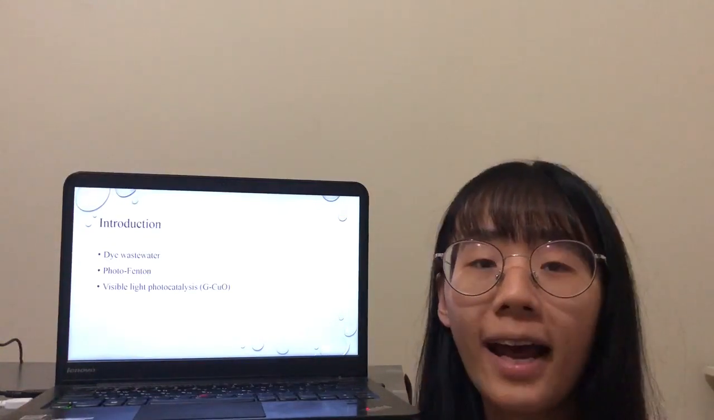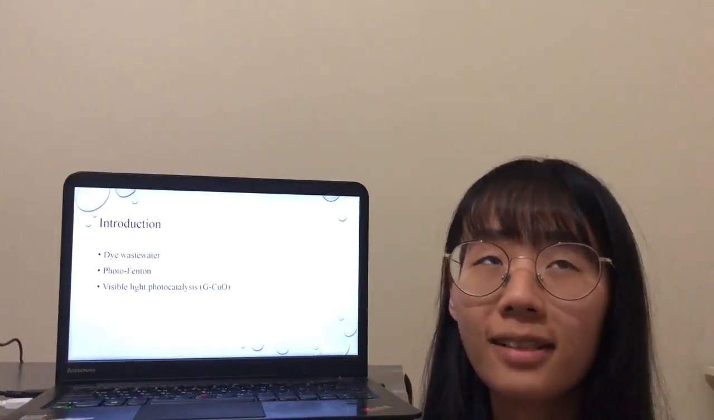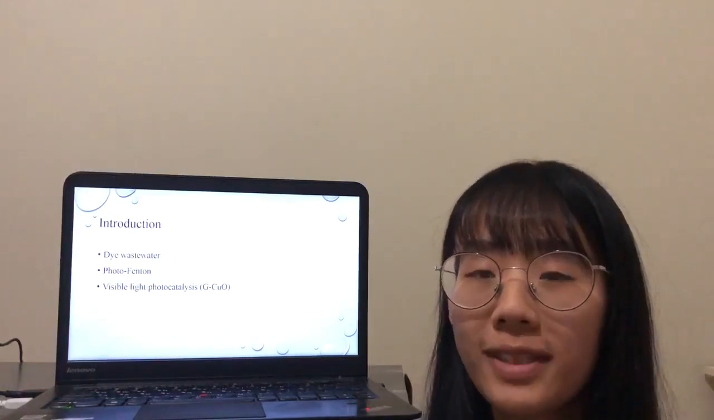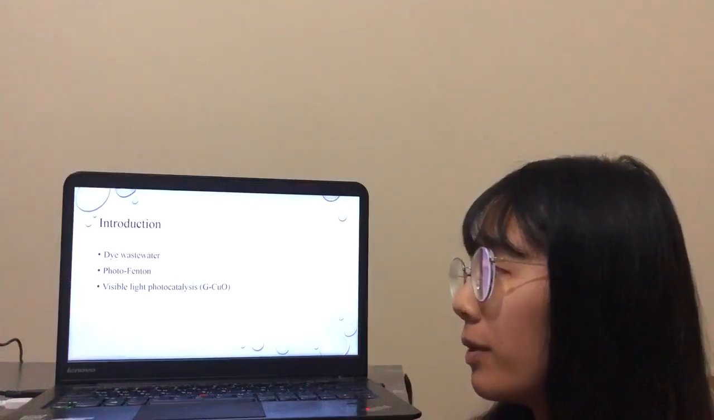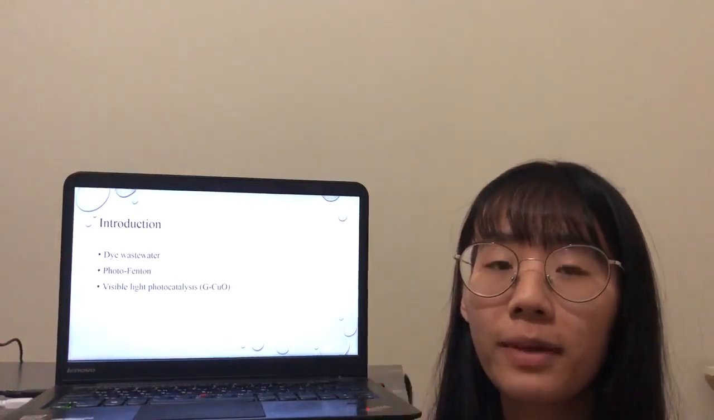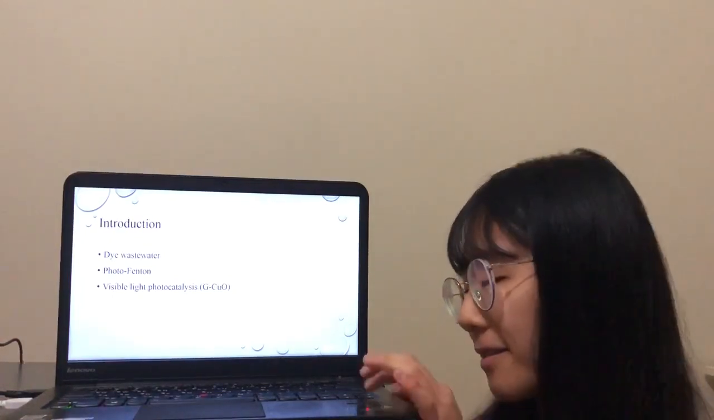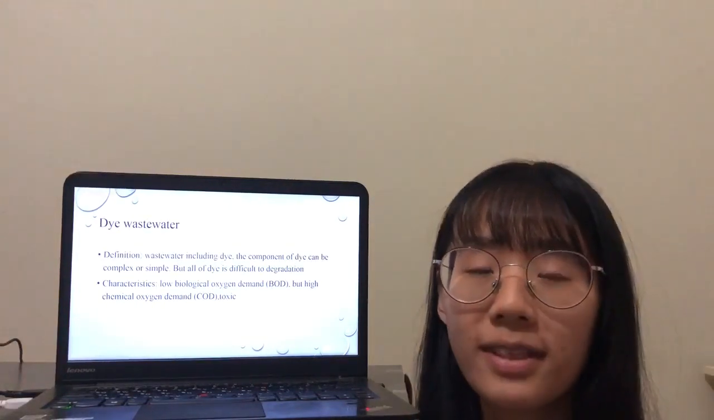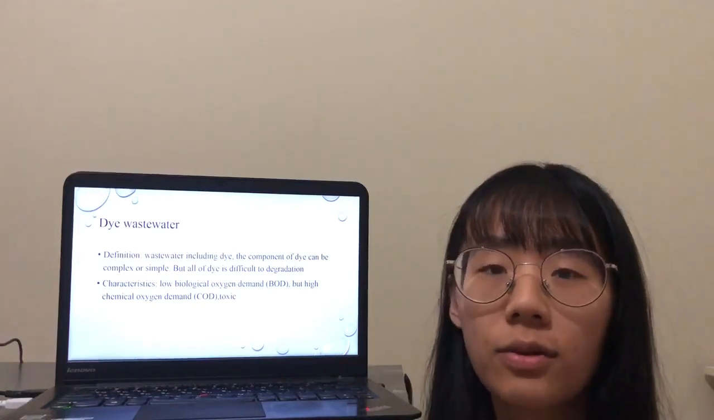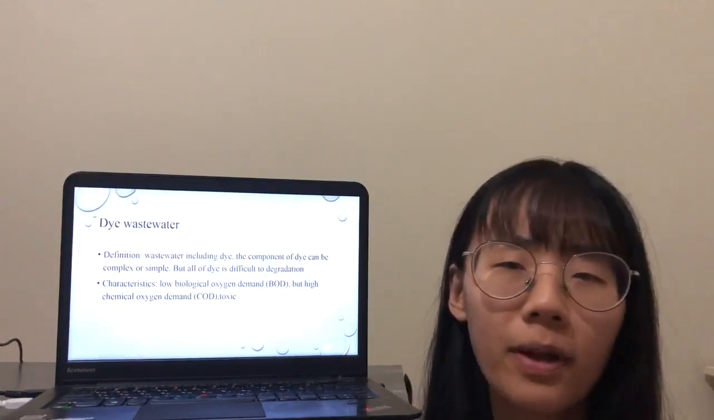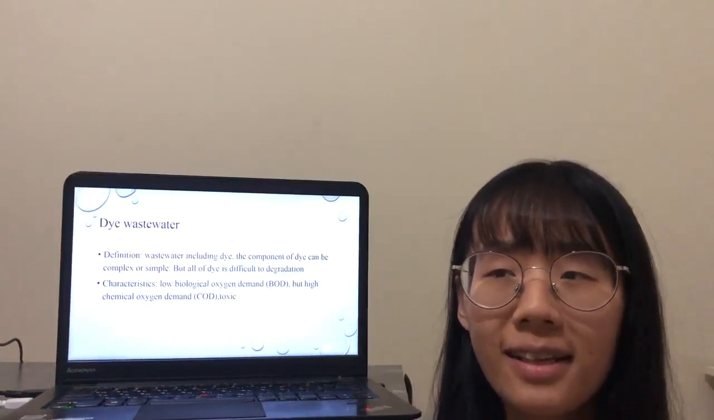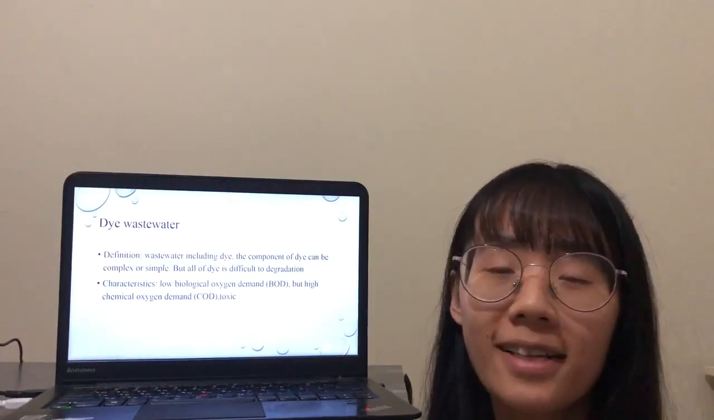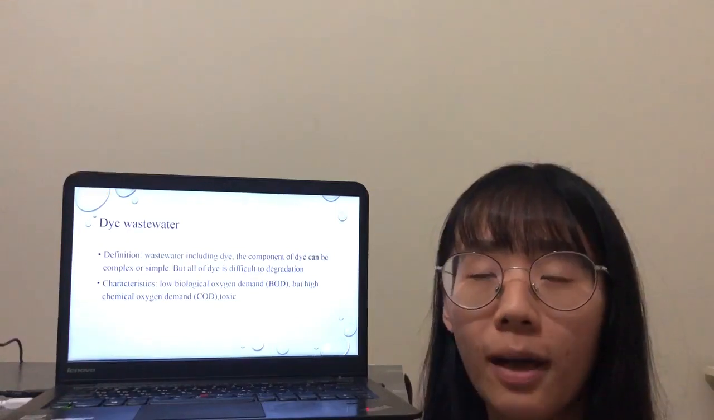For my problem, there are 3 things that need to be explained. First is dye wastewater, then the photo-Fenton process and the visible light photocatalysis. In my problem it is graphene copper oxide. Dye is very useful in our daily life since it can make our clothes very colorful. But the big problem is that it is very difficult to remove it from the wastewater since it has very complex components.